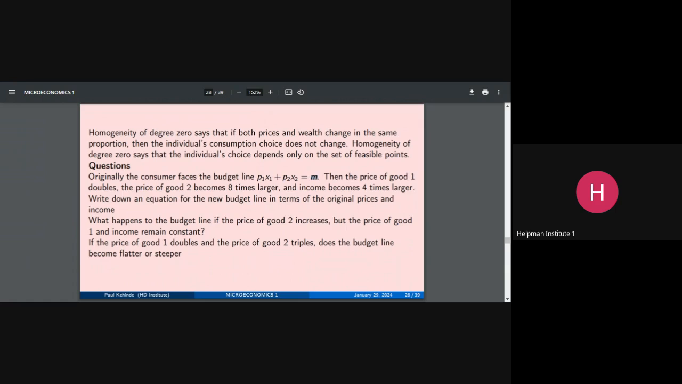So he said then, if the price of good one is doubled and the price of good two is 8 times larger, and the income becomes 4 times, what will be the equation? Can anyone tell us? We have this question. The first price is doubled, the second price is 8 times the original price, while the wealth is 4 times the original wealth. Then what would be our equation for the budget line? Anybody?